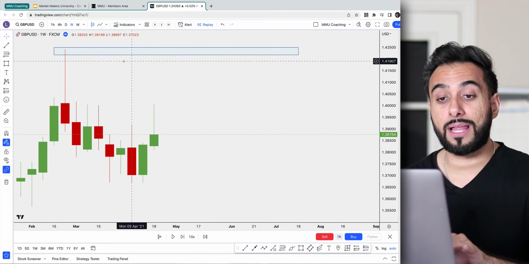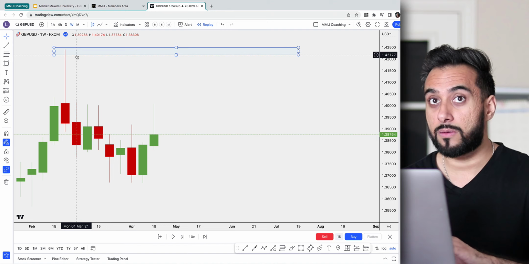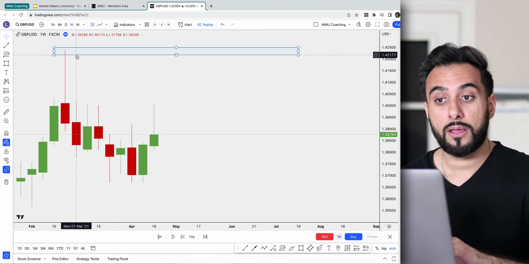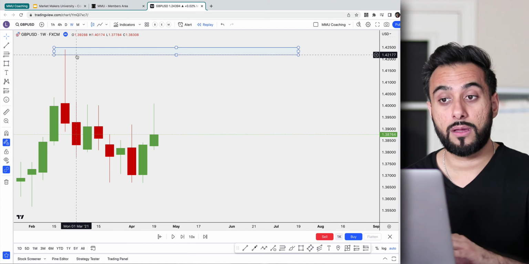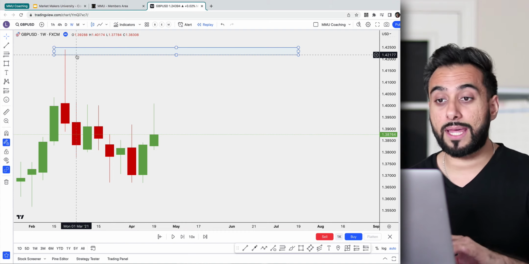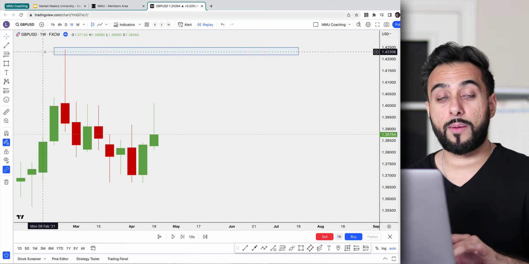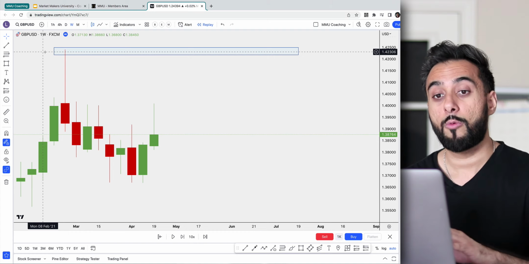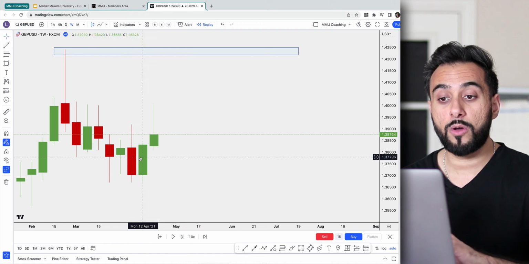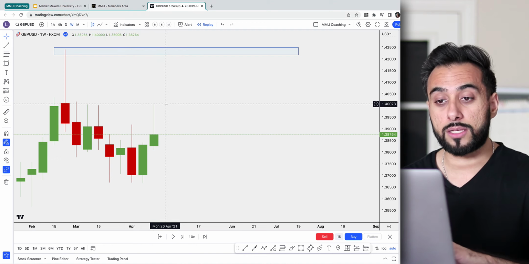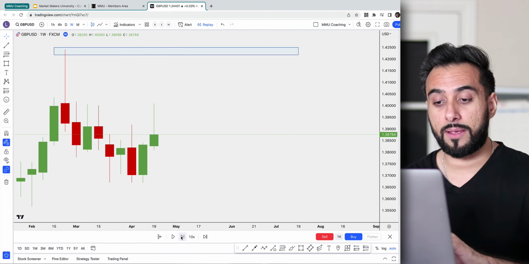However, we're not just going to blindly enter at any random support and resistance area because we want to try to get the highest probability setups. You can get more setups if you blindly enter, but you also have a high probability of losing more of your trades. So we want to get high probability setups. So what we're looking for is momentum loss. And let me explain what I mean.